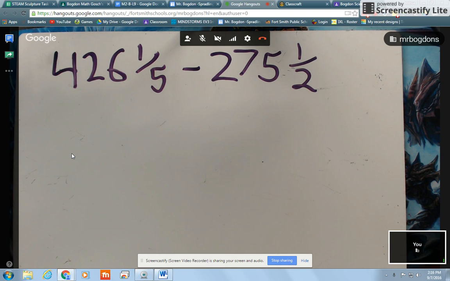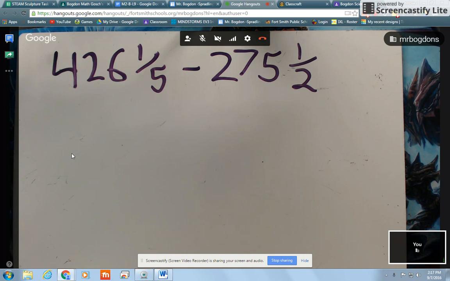Example 2, 426 and 1/5 minus 275 and 1/2. Now again, my goal today is to prove to you that decimals are much easier in the end to use than fractions. So let's pretend I'm still in 5th grade and all I have to use in my arsenal, my toolbox, is fractions. I'm subtracting mixed numbers.